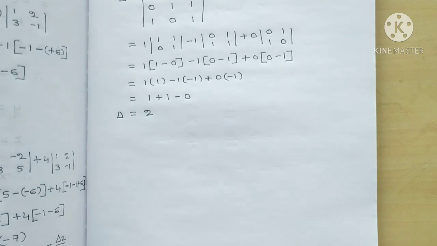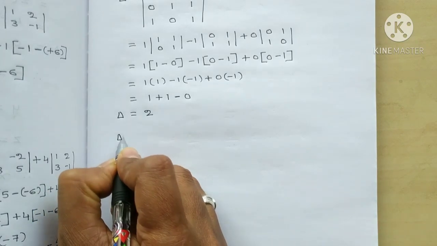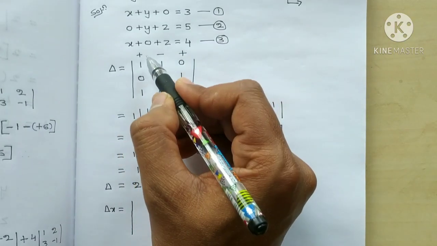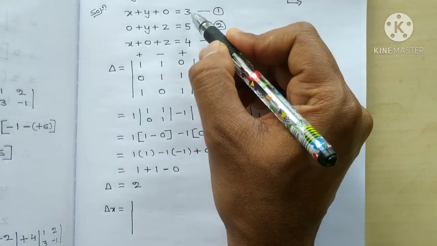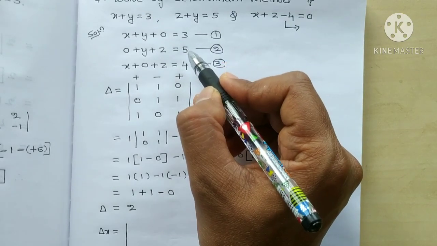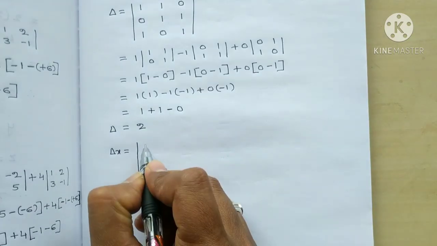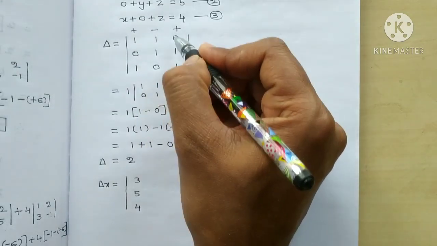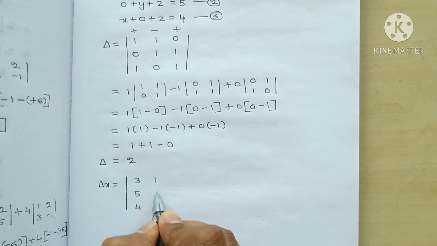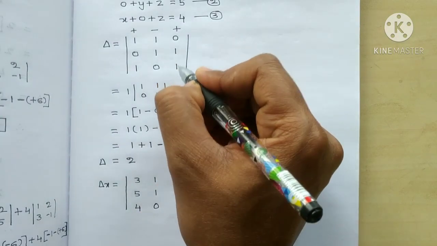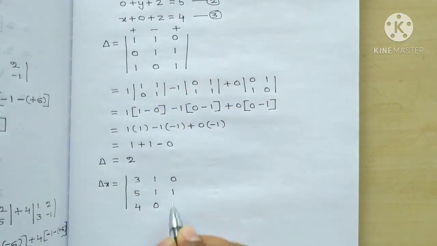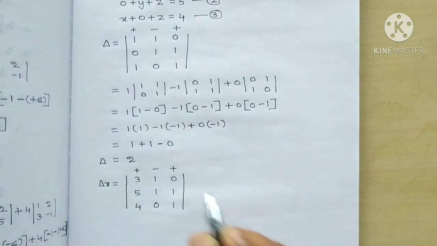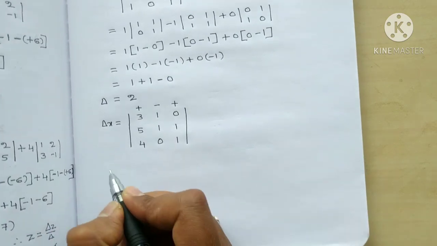Next, delta x. So what to do? In delta first column, you have to replace by these three constants, 3, 5, 4. So right here 3, 5, 4. Second and third column as it is, 1, 1, 0, 0, 1, 1, 0, 1, 1. So again same, plus, minus, plus. So apply third order determinant rule now.